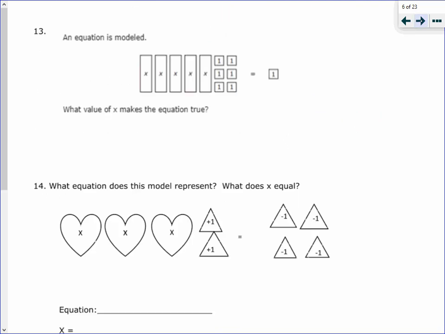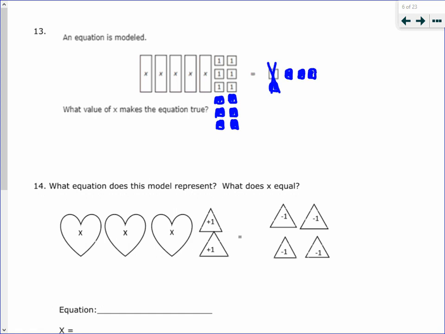The equation is modeled. What value of x makes the equation true? So there's a couple ways you can do this. You can use the models. So in this case, I need to get x by itself. I'm going to add 6 negatives. Those 6 negatives will balance those out and make 0 pairs. But I have to do it to this side as well. So those cross out. So I still have 5 negatives left.